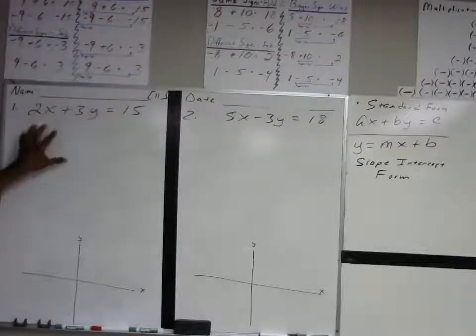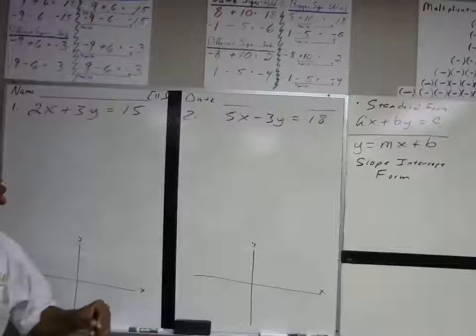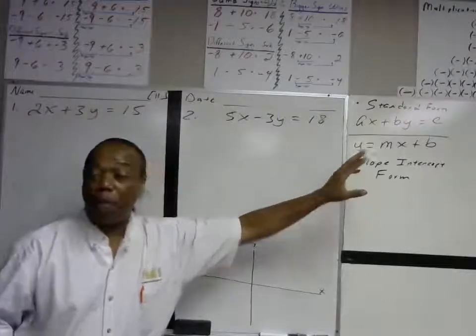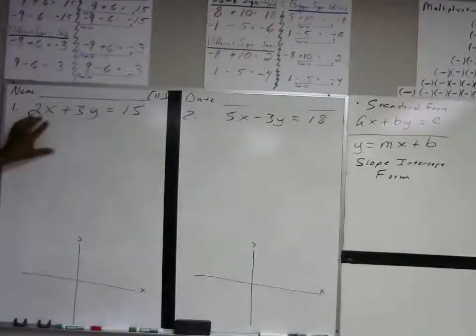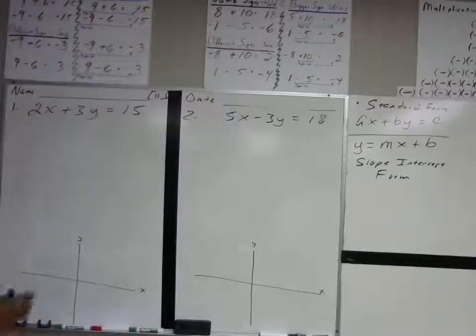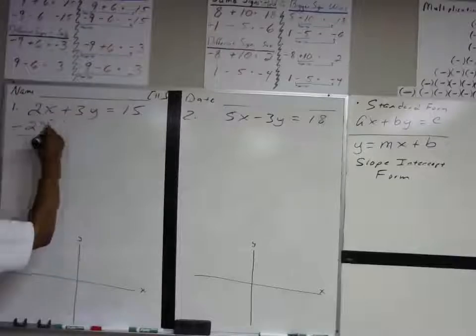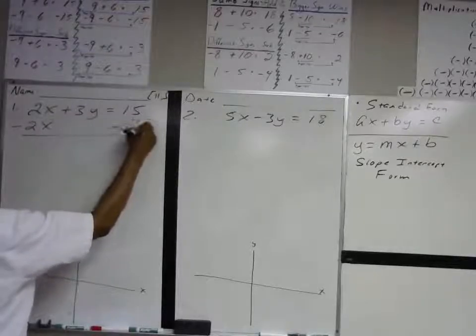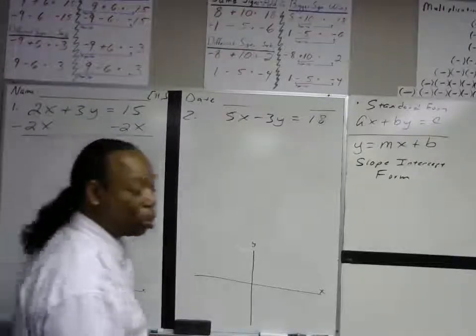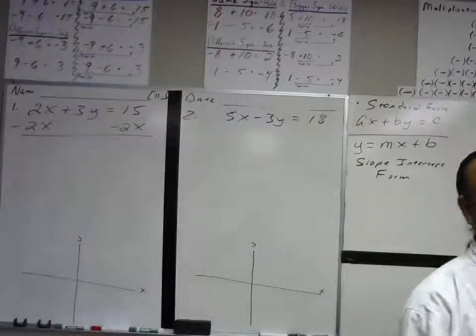So here we are at standard form, the x and y are on the same side. We want to solve where the y is all by itself. So it means we need to get rid of this positive 2x. So I want to write a subtracting 2x underneath the positive 2x. And whatever you do on one side, you do on the other. So I have a subtracting 2x on both sides.